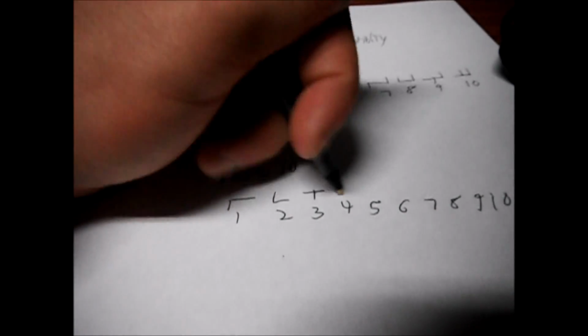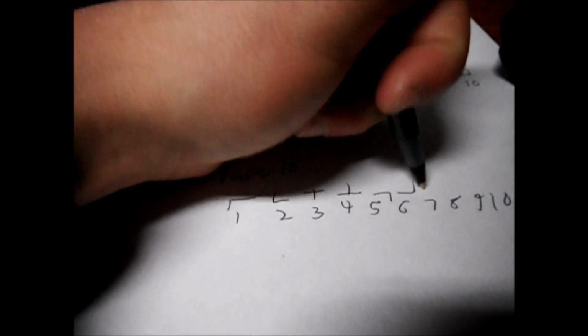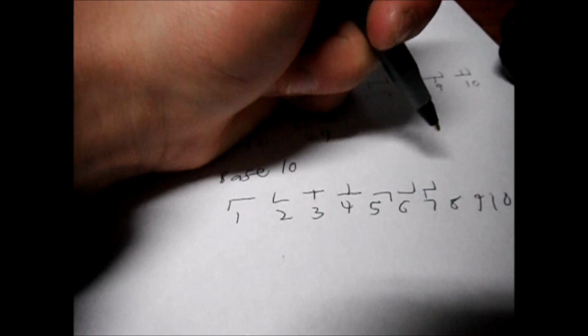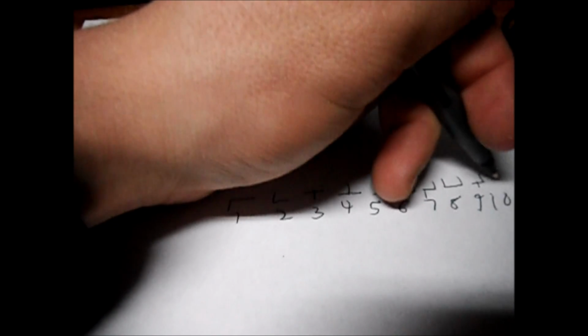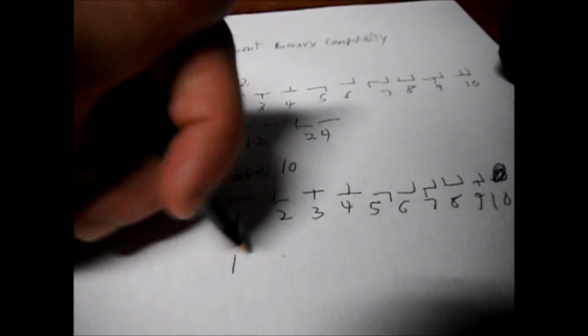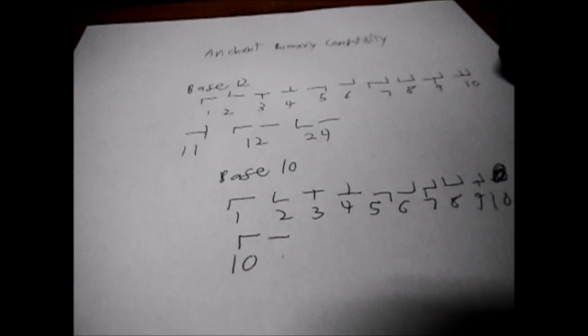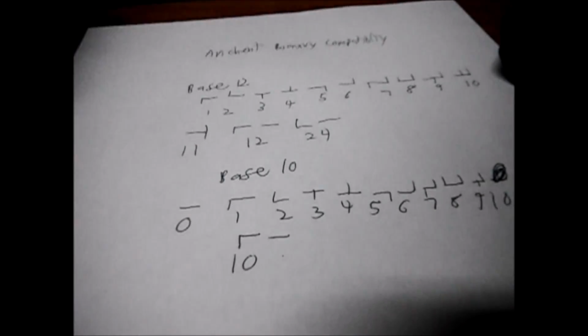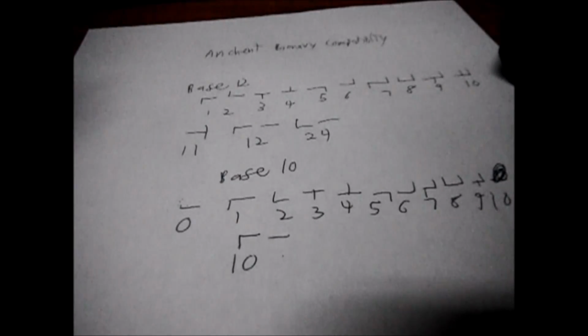2, 3, 4, 5, 6, 7, 8, 9, and then 10, or you do 0. Let's add this too, because this single line is a 0 basically.